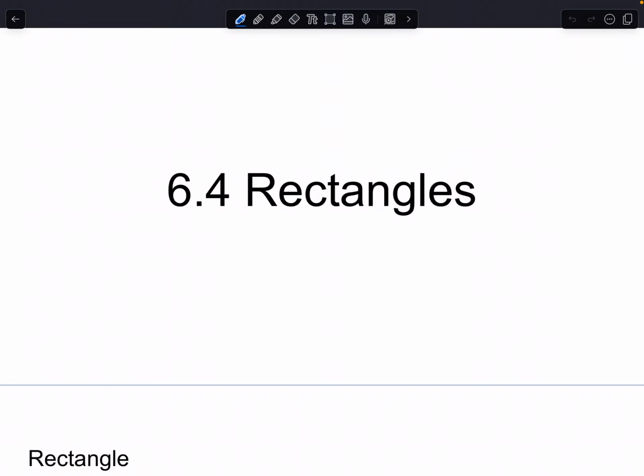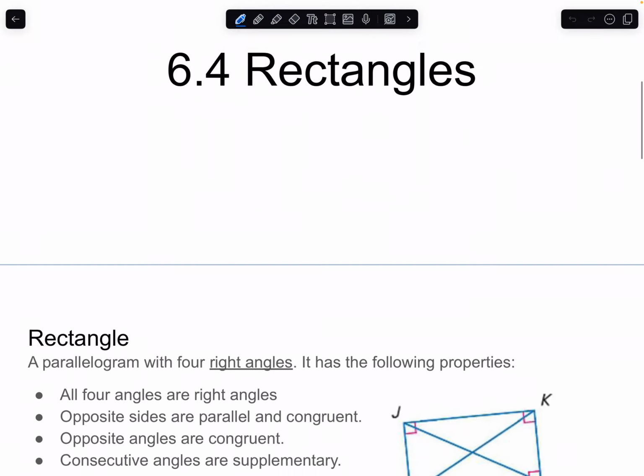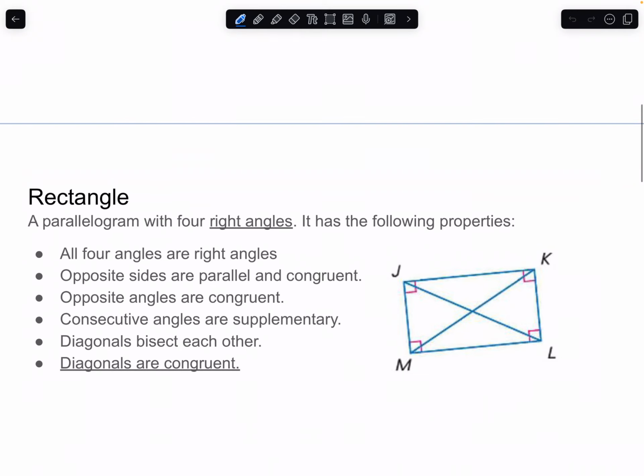Hi, welcome back. In this video, we're going to talk about rectangles. If you have not seen the previous video, 6.2/6.3 parallelograms, I strongly recommend that you watch that because a rectangle is a type of parallelogram. So if we go into the definition of a rectangle, you'll see that it follows the rules of a parallelogram. We just add a few other things that make it special.